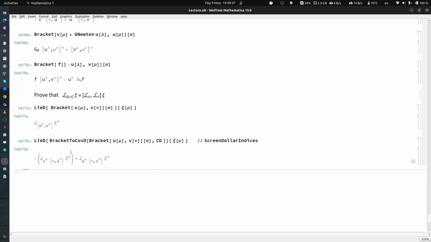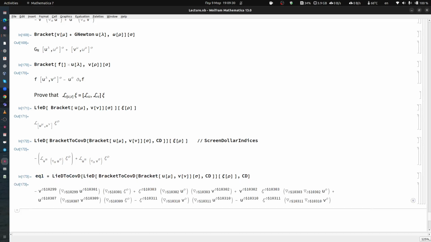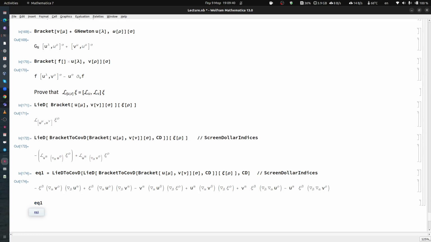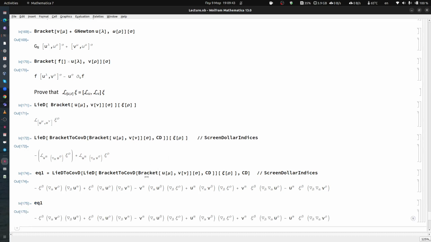So the next thing that we want to do is to expand the Lie derivatives in terms of the covariant derivative. So let's save this expression into the variable equation 1. Let's also screen the dollar indices. So EQ1 now is this expression.